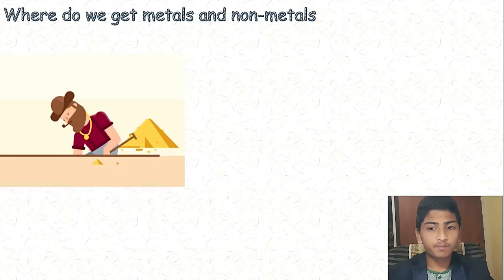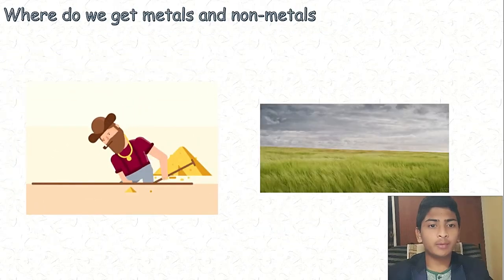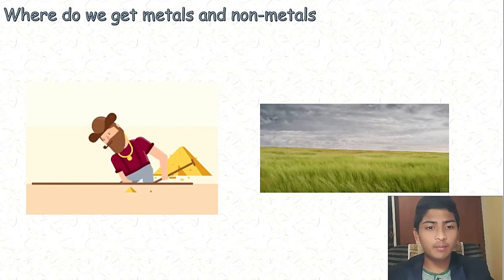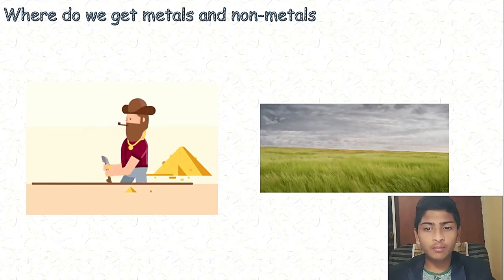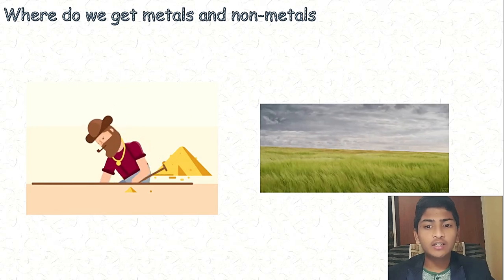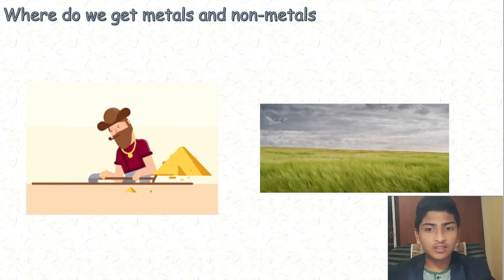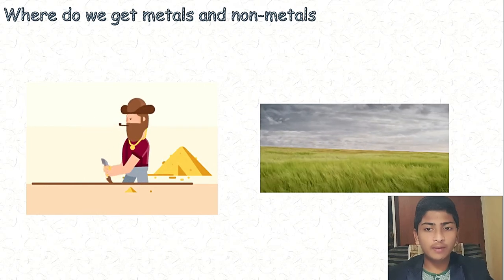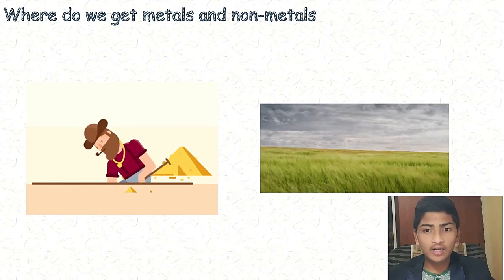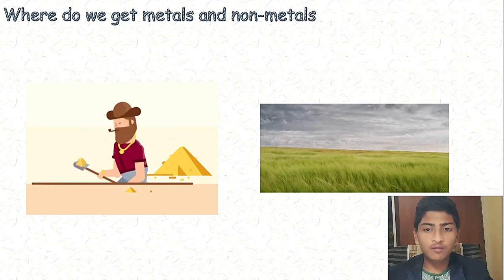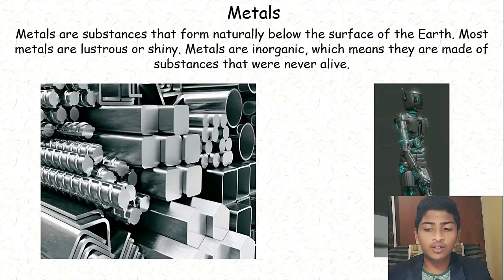Now where do we get metals and non-metals? Most of the metals are obtained from underground, and most of the non-metals are in the air or liquid. Metals are in solid form, so most of them are underground, and non-metals are in liquid or gaseous form. These are mostly found on the surface of the earth or in the atmosphere of the earth.